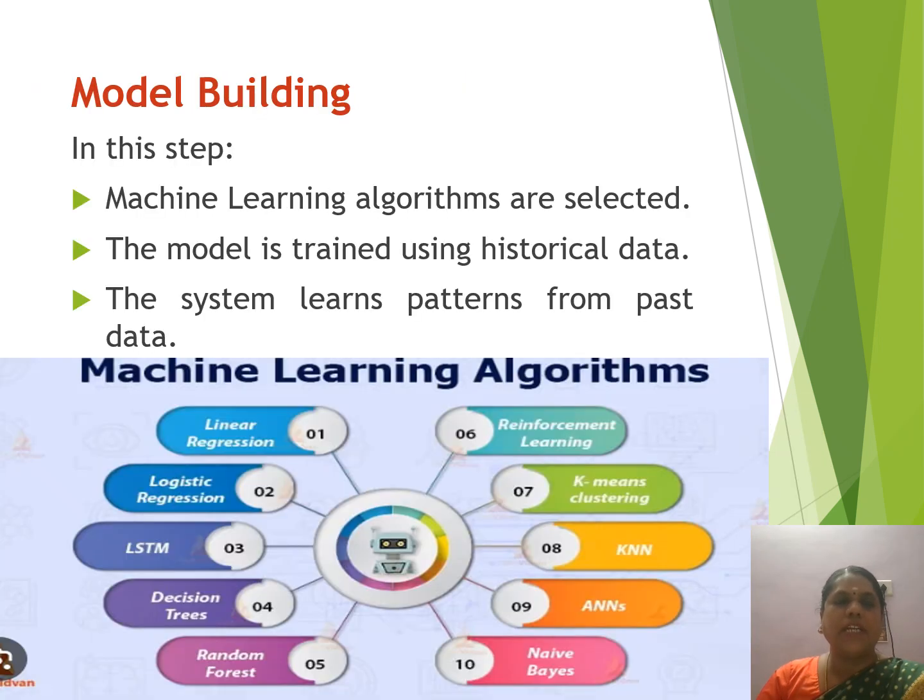The next step of the data science process life cycle is model building. In this step, machine learning algorithms are selected. The various machine learning algorithms are linear regression, logistic regression, decision trees, random forest, reinforcement learning, KNN algorithm, naive Bayes. Based on our project, we have to select the algorithm. After selecting, the model is trained using the historical data. After that, the system learns the patterns from the past data.